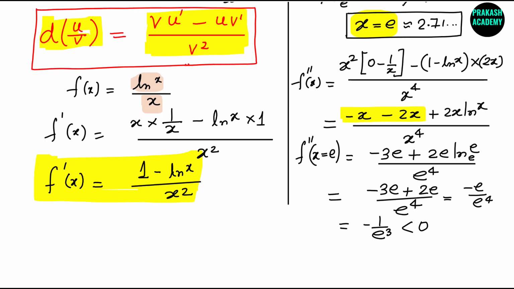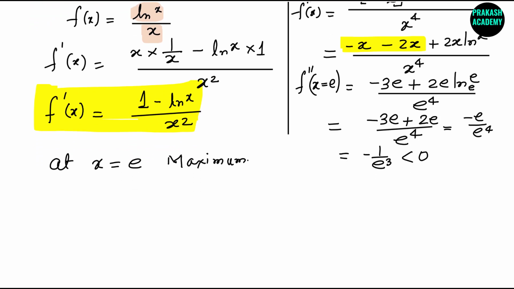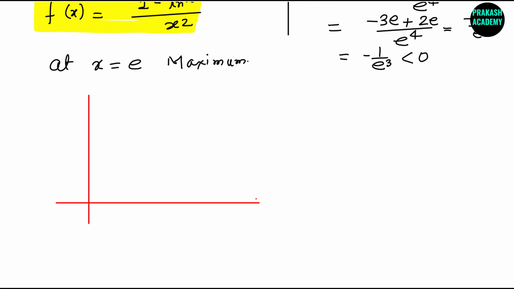So now I know that at x equals to e, there is a maxima. So there is a maximum. So now if you plot the graph of this function, how it will look. So this function is something like this. I'm not plotting the whole graph. Exact graph you can plot, and I have also shown in one of the videos.